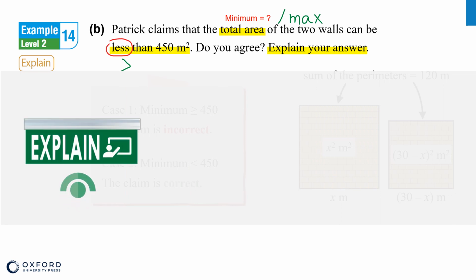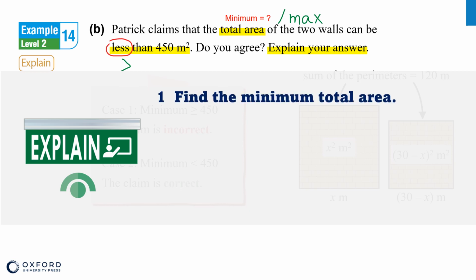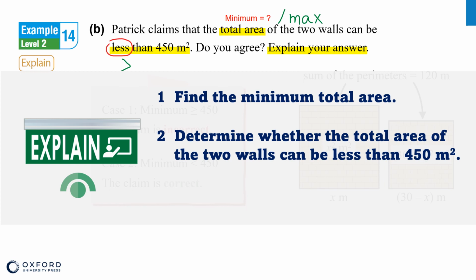For this problem, we can tackle it by a three-step approach. Step 1, find the minimum. Step 2, determine whether the total area can be less than 450 meters squared. Step 3, write down the conclusion.